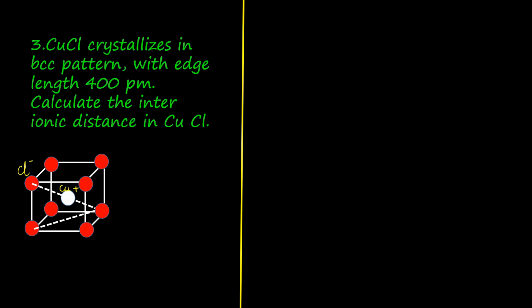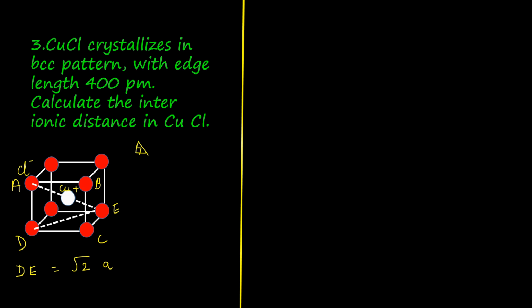The corners of the cubic cell are marked as A, B, C, D and E. Half of the distance AE is the distance between chloride ion and copper ion. We have to calculate that. DE represents the face diagonal and AE is the body diagonal. We know DE, the face diagonal, is equal to root 2A. From the triangle DEC, we can calculate that.